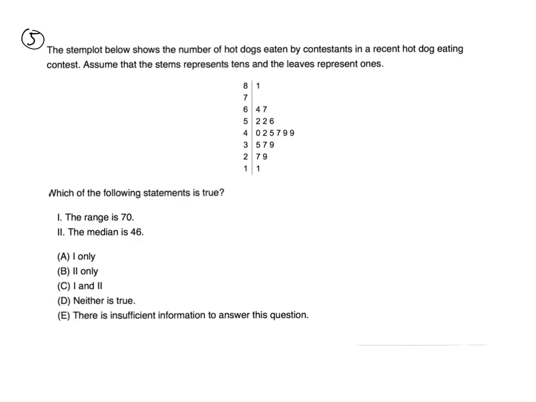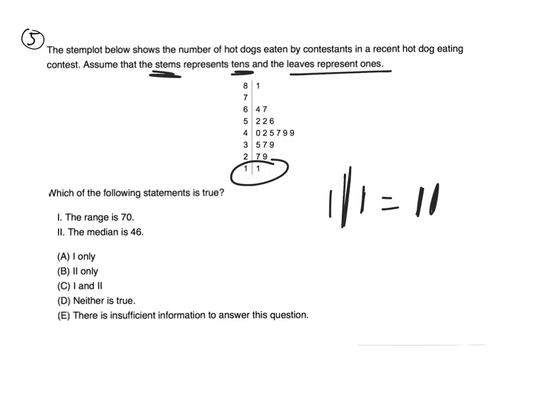For problem 5, the stem and leaf plot below shows the number of hot dogs eaten in a recent hot dog eating contest. Assume the stems represent the 10s and the leaves represent the 1s. So for example, this particular stem and leaf refers to 11 hot dogs. So here we have to figure out which of the following statements is true, and in number 1, the range is 70. Well, here, the most amount of hot dogs eaten is 81. The fewest is 11. So the range is going to be 70. So that's going to be true.